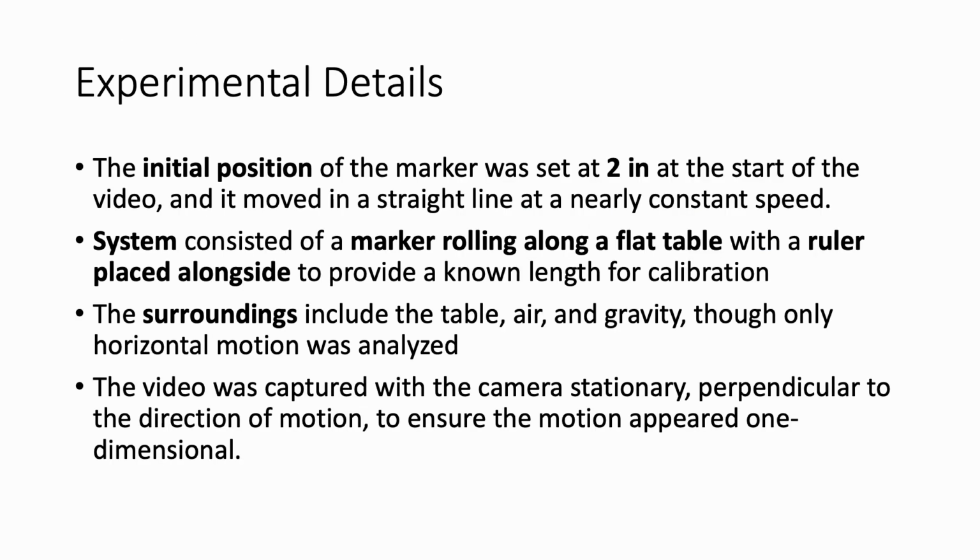Here are the experimental details used. The initial position of the marker was set at 2 inches at the start of the video, and it moved in a straight line at a nearly constant speed. The system consisted of the marker rolling along the flat table with a ruler placed alongside to provide a known length for calibration. The surroundings include the table, air, and gravity. And the video was captured with the camera stationary, perpendicular to the direction of the motion.